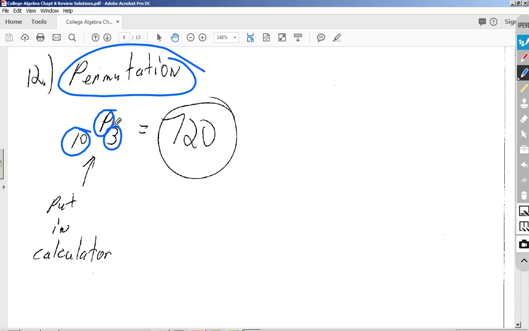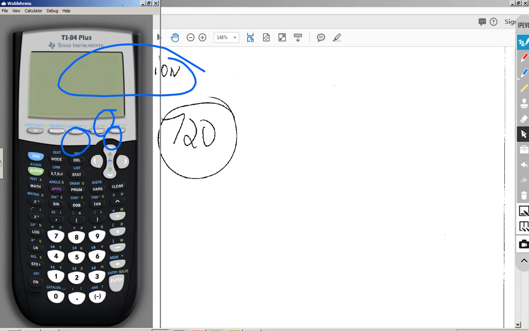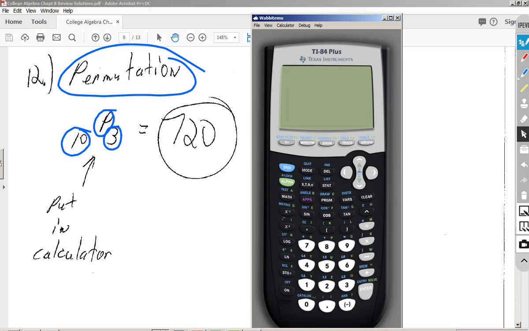So you're just going to take your calculator. Once you've got your calculator on, go ahead and type in 10. Then hit your math key, and then arrow on over to PRB, which stands for probability. You're going to notice number 2 is your nPr key, so hit 2 for nPr, and then type in 3, and then hit enter, and the answer comes out to be 720.